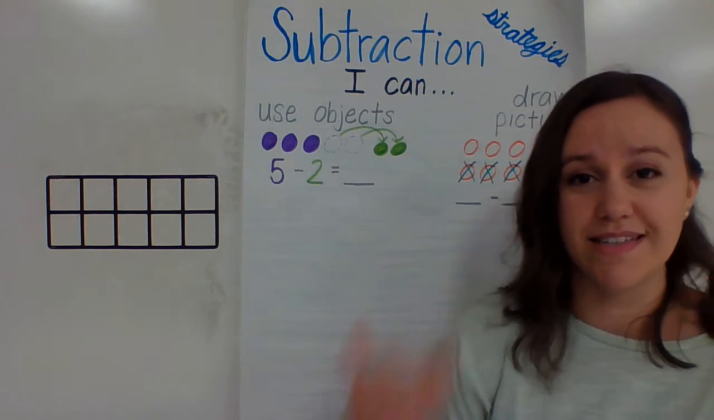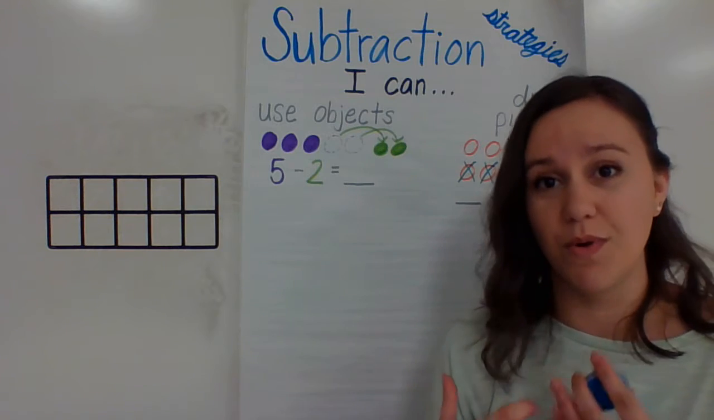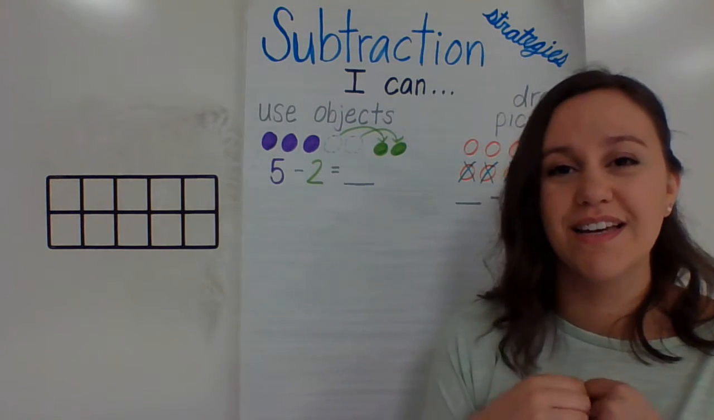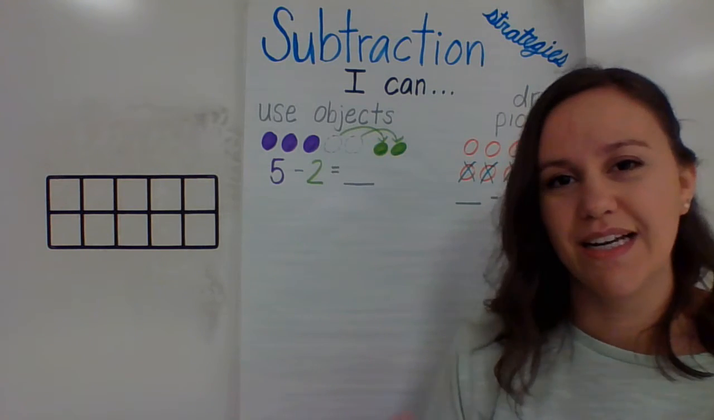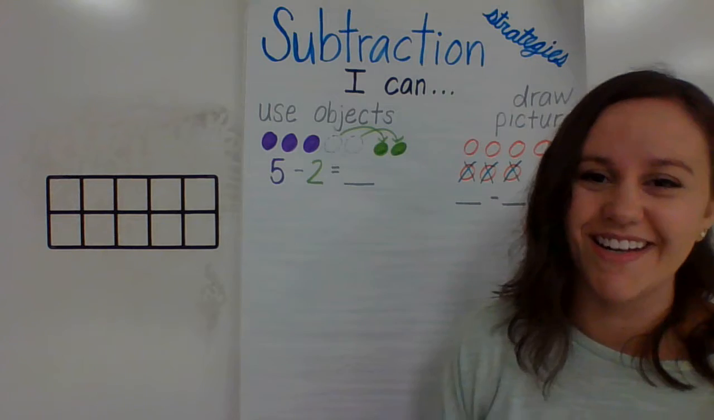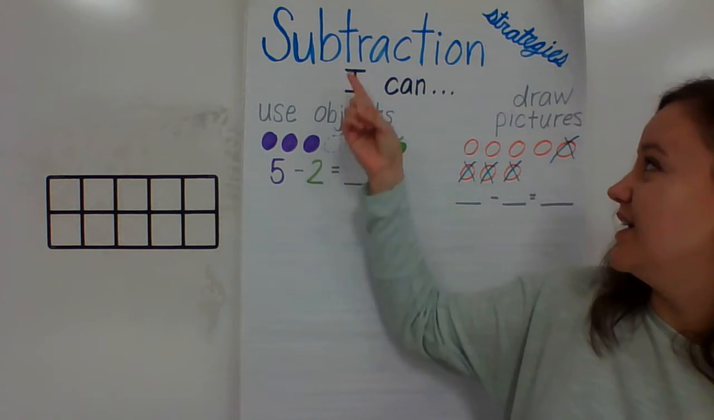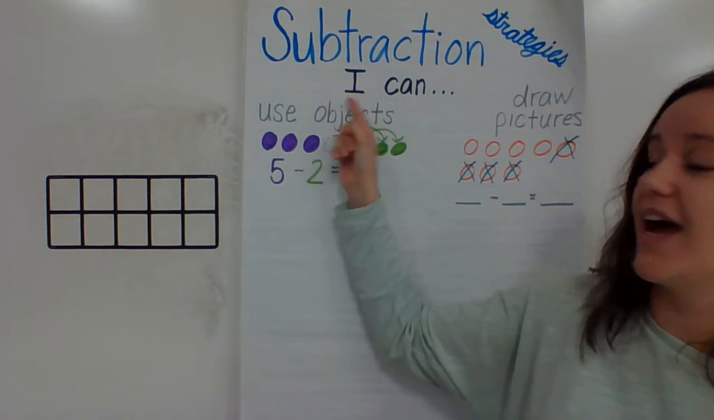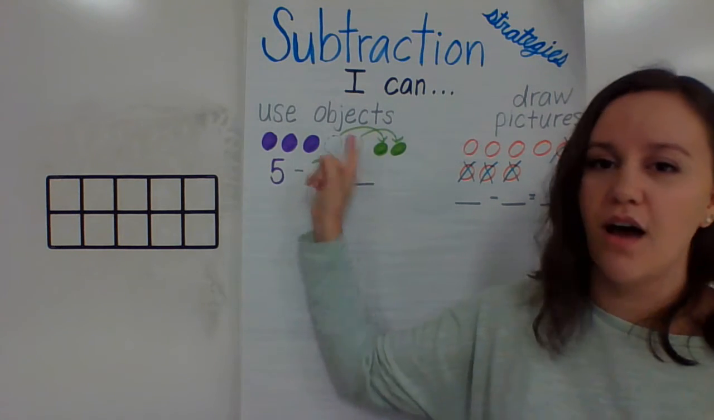Now, when we think addition, we think add, we think join, we think put together. When we think subtraction, we think take away, minus, take apart. So we're going to go over two strategies today. And the first one we're going to do is for subtraction strategies. To solve a subtraction problem, we can say, I can use objects.